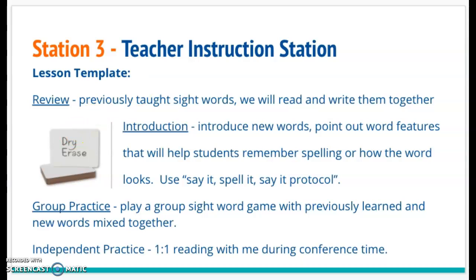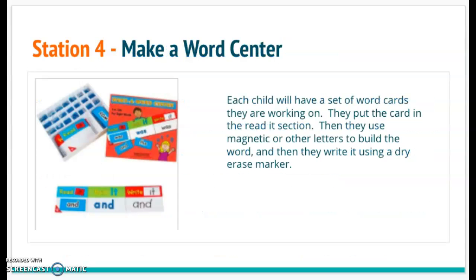And then the last station would be our Make a Word Center. Each child would have a set of word cards that they're working on. They put the card in the read section, which is right here. And then they would build it with the little foam letters that are here. I've also used magnetic letters when I haven't had enough foam letters. And then they write it using a dry erase marker.